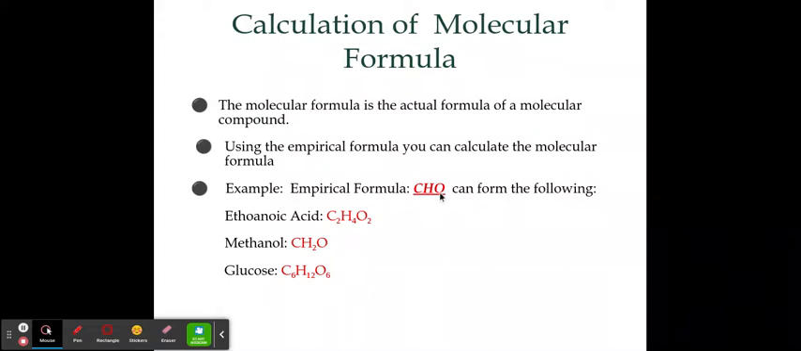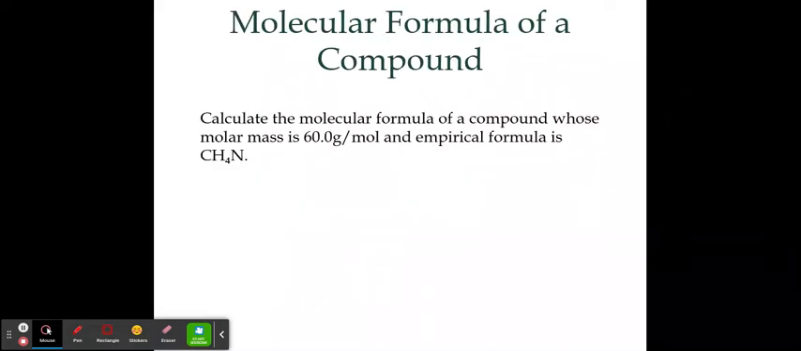So now let's take a look at an example of an empirical formula, CH2O. This is the lowest reduced formula. Like we mentioned before in the other video, an empirical formula can have many molecular formulas. So just to show you, these substances right here, ethanoic acid, methanol, and glucose all have the empirical formula CH2O, but they have different numbers. This is C2H4O2, this is CH4O, this is C6H12O6. So they're all different formulas, but they have the same empirical formula. So these molecular formulas all are related to this empirical formula, and we want to make sure we calculate it properly.